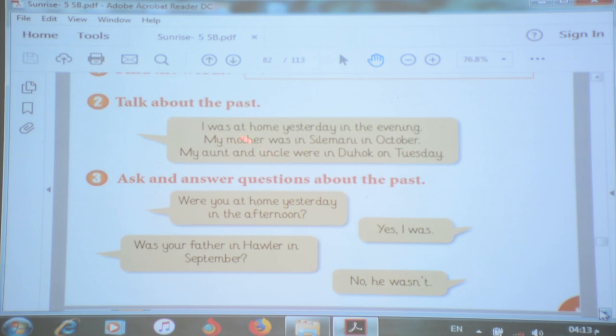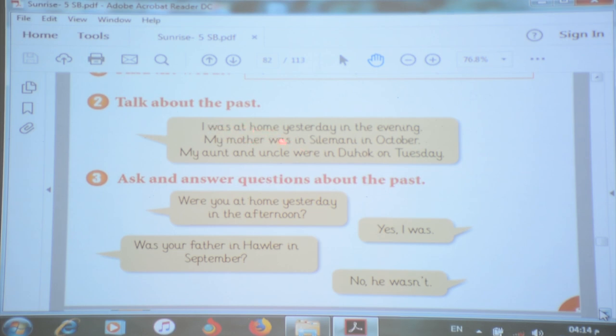If you look at number two, talk about the past. Before I said about was and were. If you have I, you should use was. He, she, it, and one noun, you should use was. Two nouns, you should use were, because plural nouns need were. We were, they were, you were. But I, he, she, it, you should use was. And if you have two nouns, for example, Leila and Nora, you should use were. I was at home yesterday in the evening. Do you remember? In the evening, the preposition in, you should use with evening, okay? And home, you should use at. And there's my mother. It's a singular noun, you should use was with my mother.